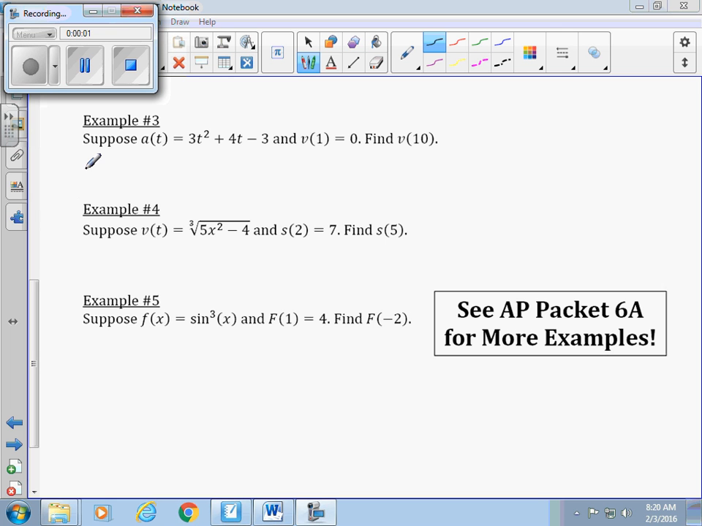To find v of 10, I'm going to do it two ways. There are two options. What did you do?